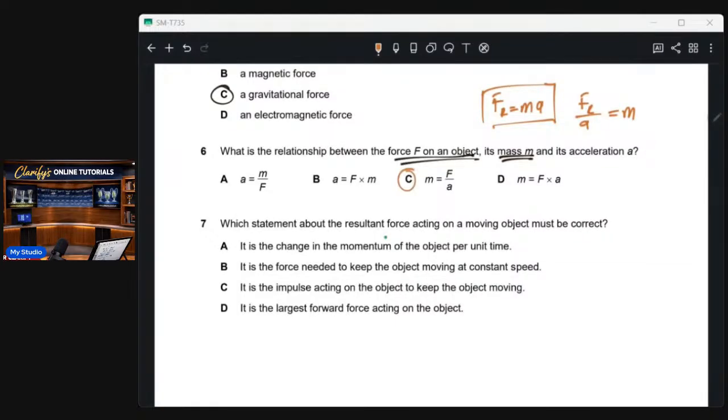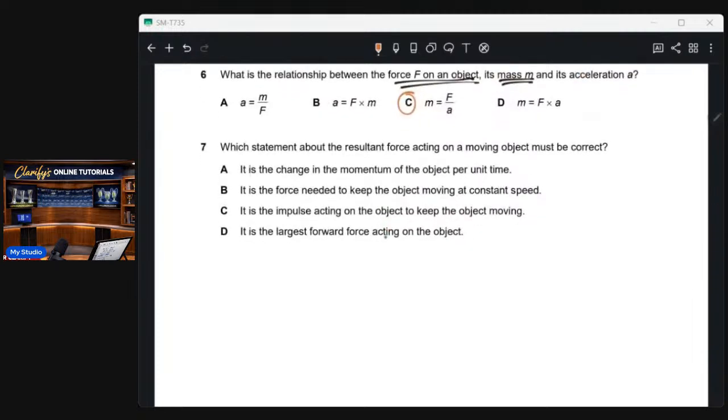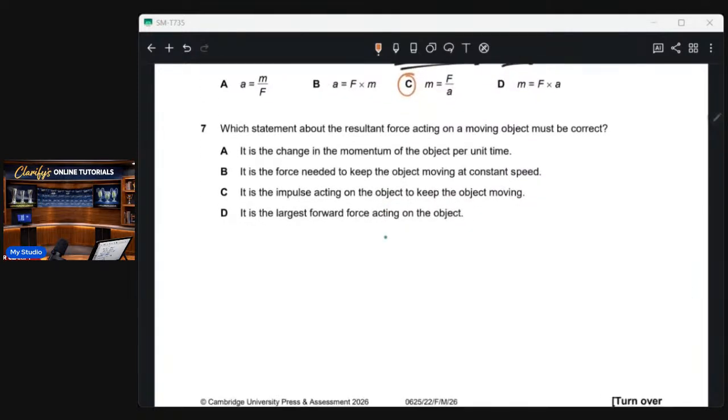So this is Newton's second law that you must know. Now we keep moving. What statement about the... We're still in topic number one.